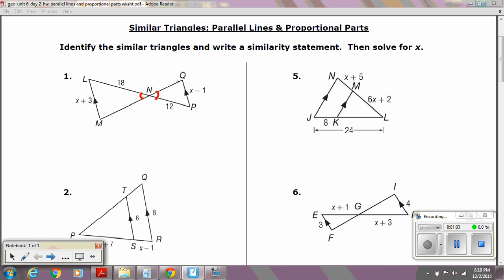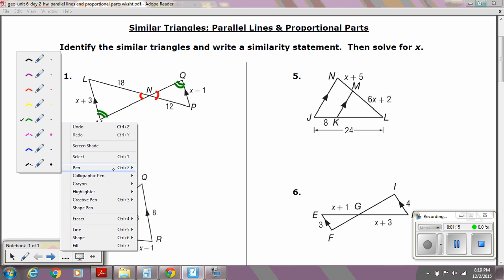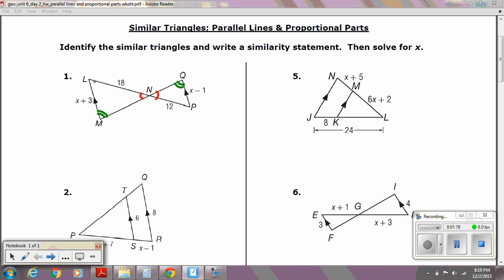The first pair is angle Q and angle M. And the third pair, or the second pair, is L and P. So now that I know all of my congruent angles, I can write the similarity statement to read triangle LNM is similar to triangle PNQ.